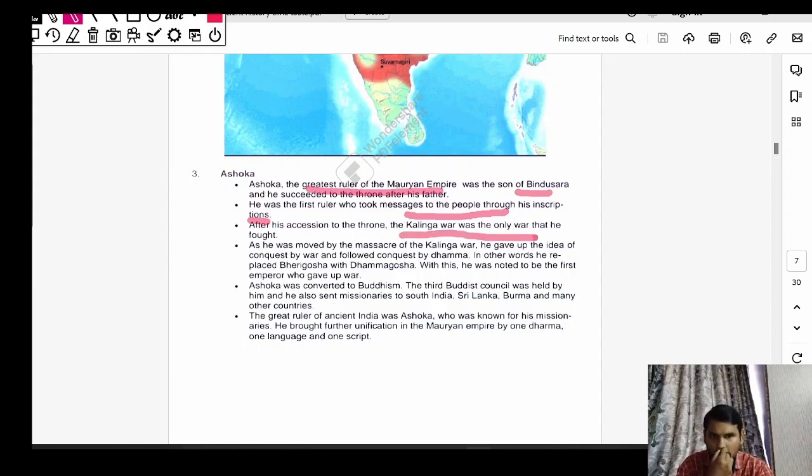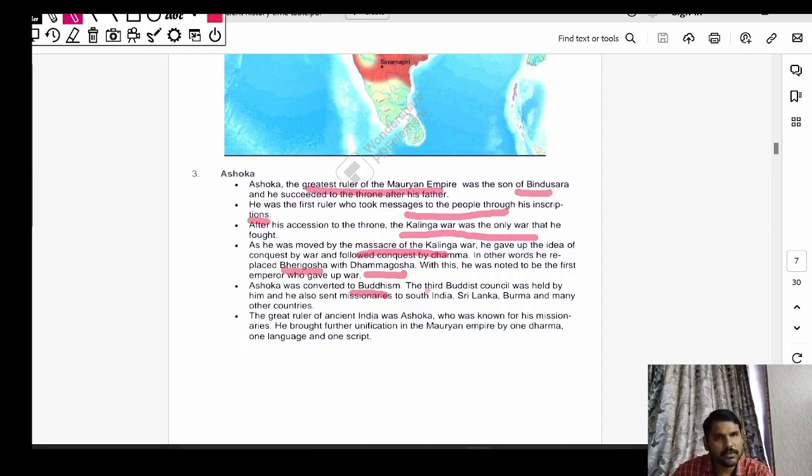Kalinga War was the only war, because by that time almost all of the territory had been captured. Only Kalinga was left, and Ashoka captured Kalinga. He was moved by the massacre of the Kalinga War, and he gave up the idea of Bherigosha and replaced it with Dhammaghosha. So he converted to Buddhism.